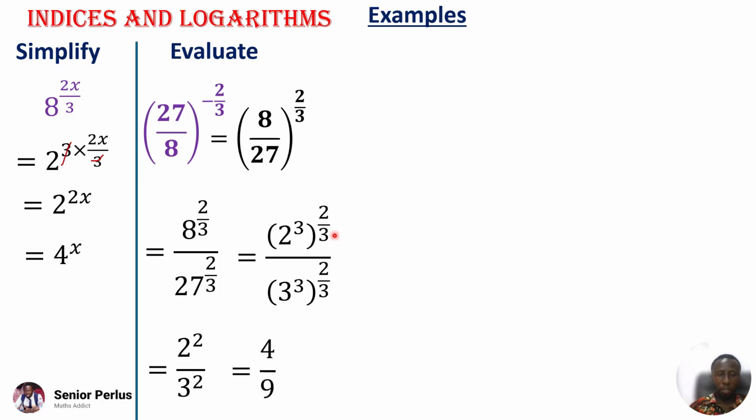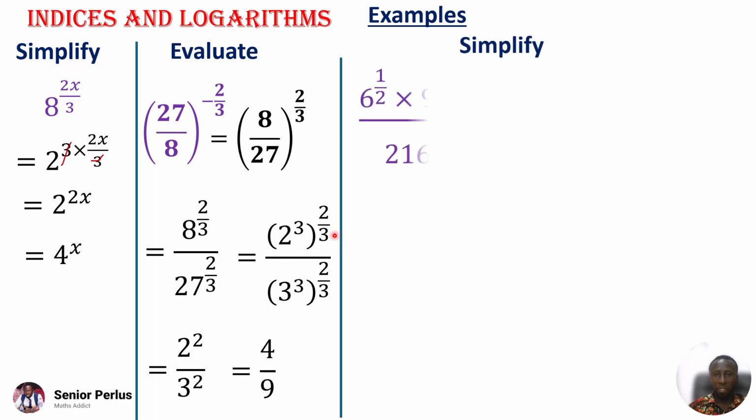Good. So that's the answer for this. The next one, simplify this. I hope you can try this. Yeah, you can try this. Try it for me. Okay, let's do it together.